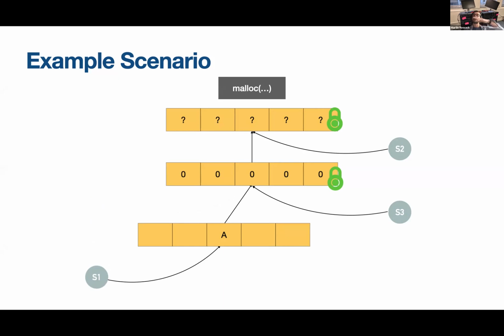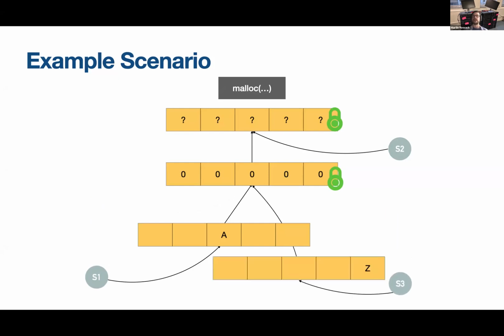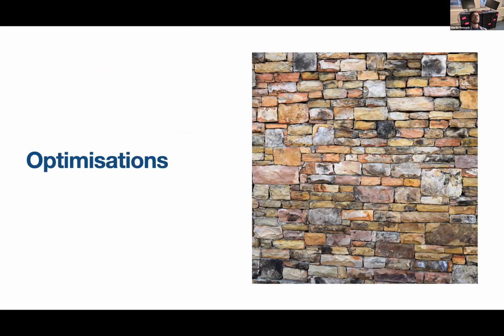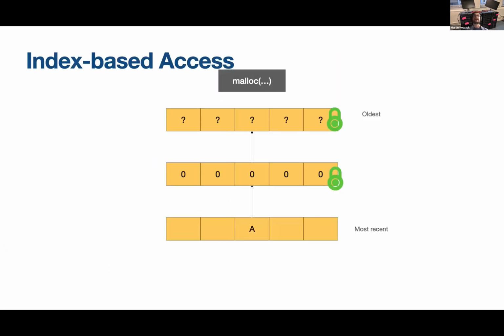All the layers under the object, or under this specific layer, will be the same. And the same thing for layer S3. This seems to be quite trivial, but it allows a couple of nice optimizations, for example, an index-based access.